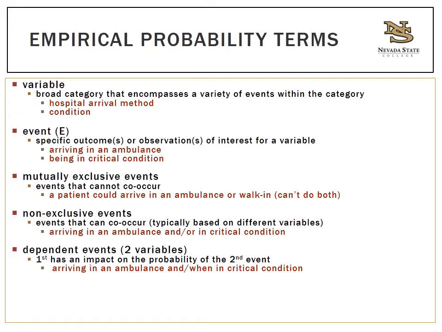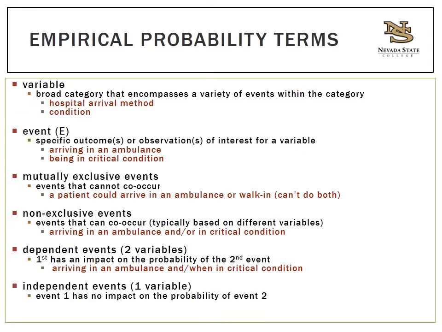In that case, you would just be looking at people in critical condition. It's like the prerequisite, and then you would see the probability or the proportion of patients that arrived in an ambulance when they were in critical condition.